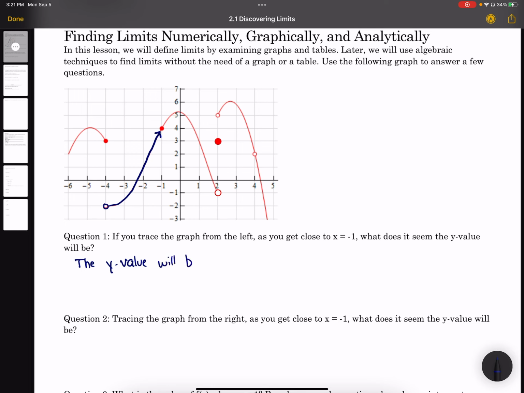Let's do the same thing from the right. So now if we start at this circle, and we can actually start closer, but just to illustrate the point, we start at 2, and we just trace all the way back to -1. We go up to about 5.25. We'll turn back around, and then when we get close to -1 from the right, it seems the y value is also 4.